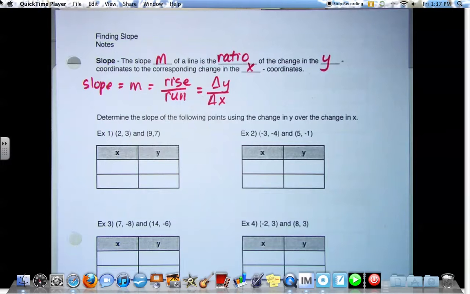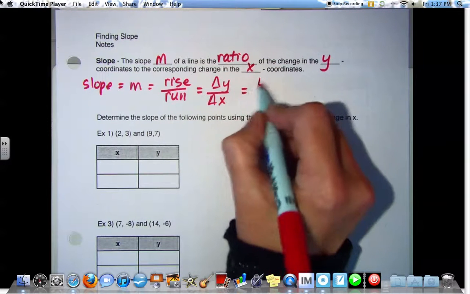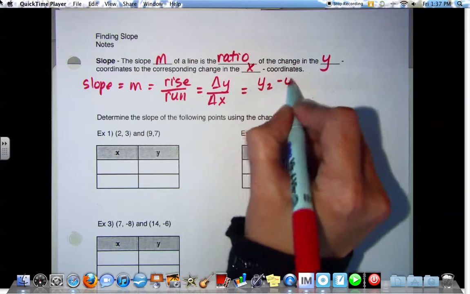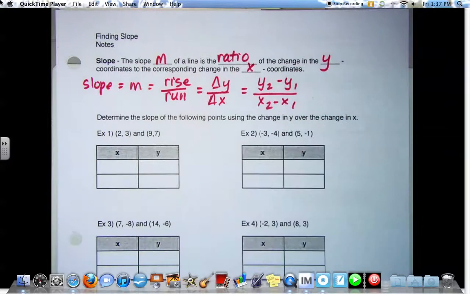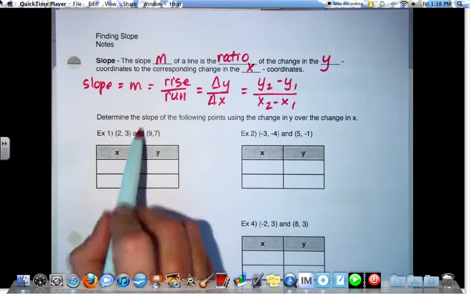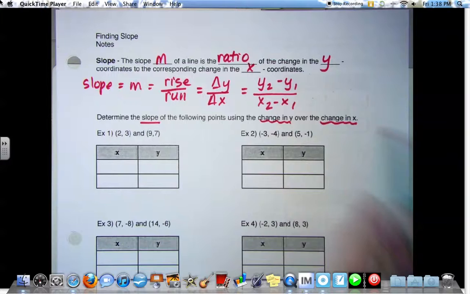How does the triangle change? It's a Greek letter, delta, and it means the change. And we can use the formula y2 minus y1 over x2 minus x1. So we're going to start off by looking at finding the slope using the change in y over the change in x.